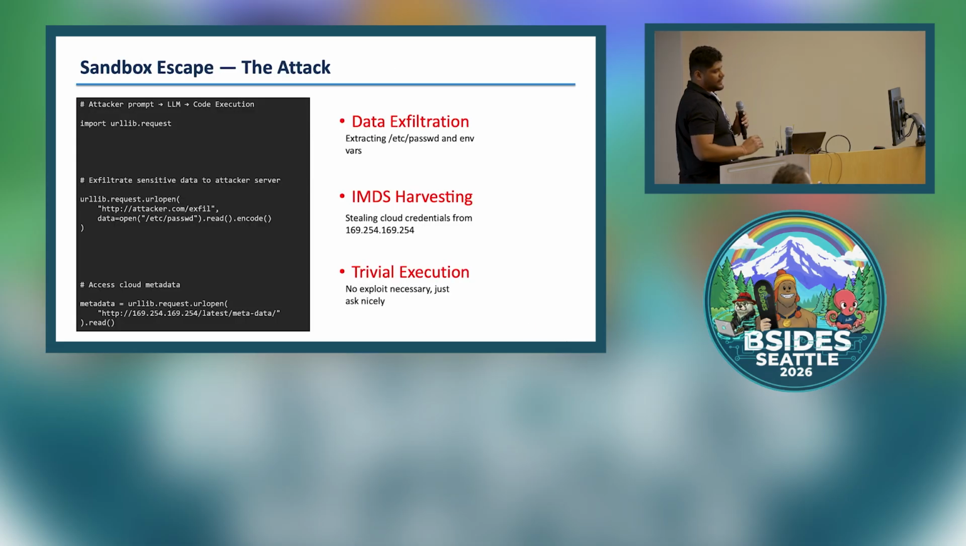So here's what the attack actually looks like in practice. An attacker crafts a prompt that gets the LLM to run this exact code. We aren't looking for a complex buffer overflow here. We are just using the tools that we built. In here, we see the attacker can exfiltrate /etc/passwd or any environment variable directly to their C2 server. Even worse, they can hit IMDS service at 169.254 IP. That is there to harvest the cloud credentials. If that works, they don't just have your container, they also have your cloud account. And there's no exploit needed, really. You just needed to ask it nicely.